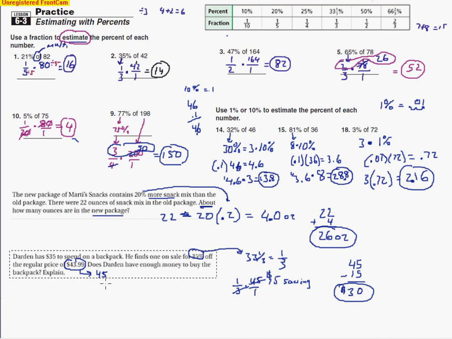Let's see if he has enough money. Yeah, he's got $35 to spend. So $35, well, that's greater than 30. So yes, he has enough. 30 is smaller than 35. Looks like he's going to end up making it.